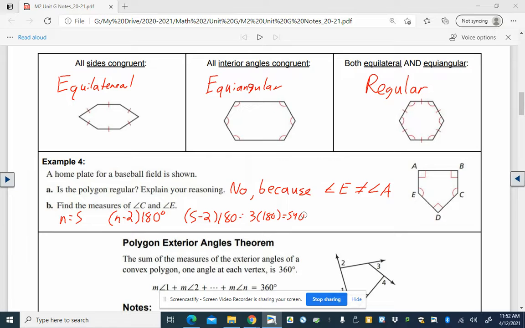All right. Looking at this, I know E and C are the same measurement, so I'm going to call them X. A, B, and D are a different measurement, so I could call them Y, but fortunately they gave me this little box. Remember that little box means that it's a right angle, so each of those equal 90 degrees. So I have X plus X plus 90 plus 90 plus 90 equals 540. X plus X is 2X. 90 plus 90 plus 90 is going to be 270.